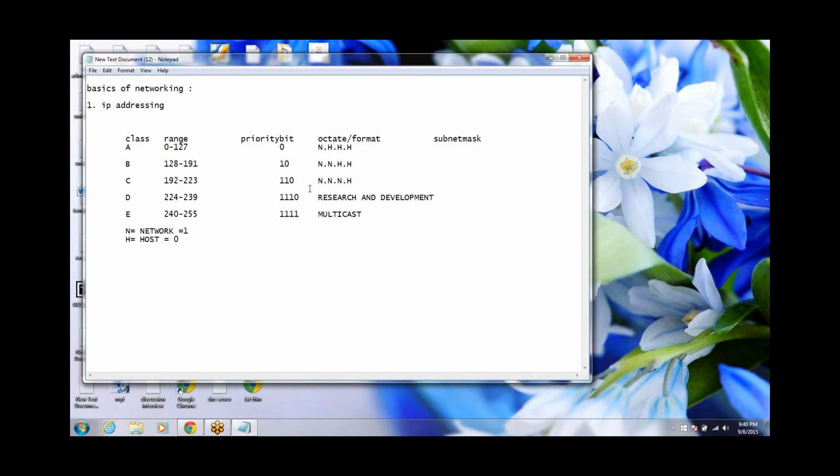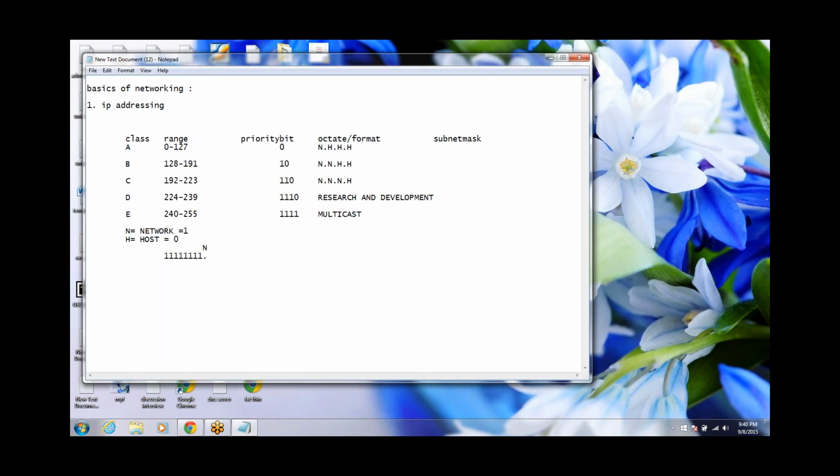Now see here, based on this table, we have the octet format. Octet format means like this one here. We have N.H.H here. Octet means 8 bits. Network octet means we have 8 bits here, and the values of the 8 bits are ones. For example, the network octet is identified like this: 1, 2, 3, 4, 5, 6, 7, 8.